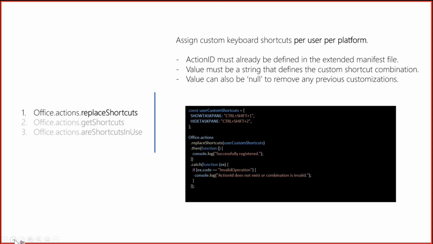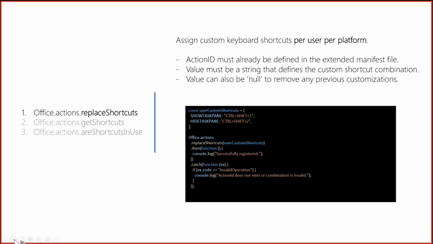The small caveat here is that you can't create new shortcuts on the go. You can only customize the shortcuts that you have already previously defined in your manifest. And the value that you put into this API has to be a string that defines that custom shortcut combination. You can see in the example here, we are changing the combinations for the show task pane and hide task pane actions to Control-Shift-1 and Control-Shift-2. It's a very simple API call, and you can send in a whole list of shortcut customizations at once.